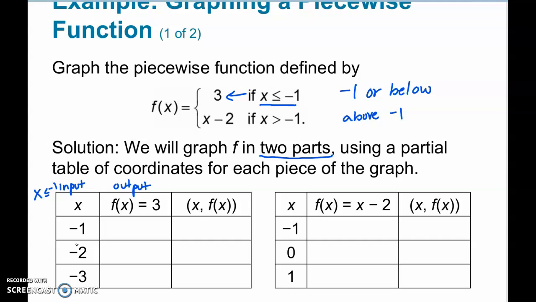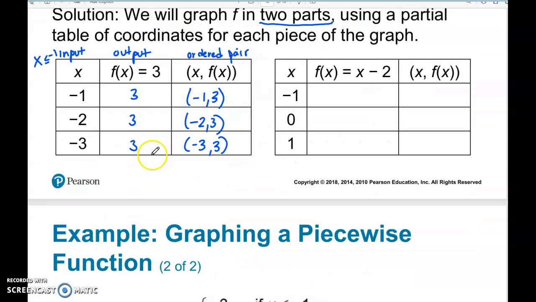So this is my input-output table for the function if x is less than or equal to -1. All of these numbers here are -1 or below. And then I'm going to write my input-output as an ordered pair. So, if I input -1, the output is 3. If I input -2, there's no x here, right? So it's 3. Every time I input a number that's -1 or below, the output is the same. It's 3. So I'm going to write the ordered pairs -1, 3, -2, 3, and -3, 3. And that's what I will graph for that part of the graph.